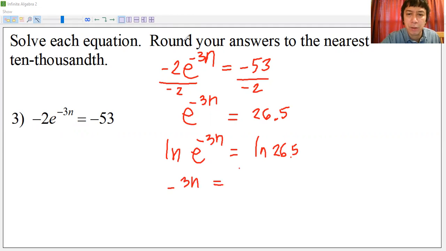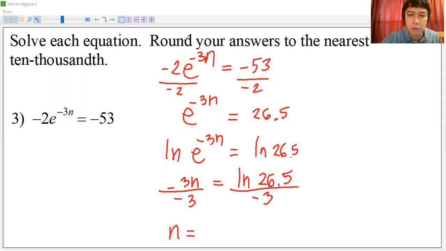And this is equal to ln of 26.5. One more step is divide by the negative 3 now. Make sure you divide both sides. And n is now equivalent to natural logarithm of 26.5 divided by the negative 3. So we shall use the calculator to get that amount. This is now ln of 26.5, then divide this by negative 3.